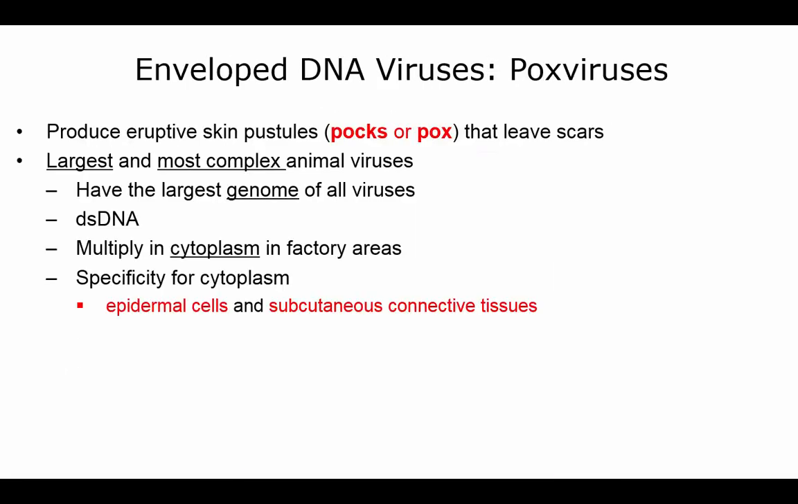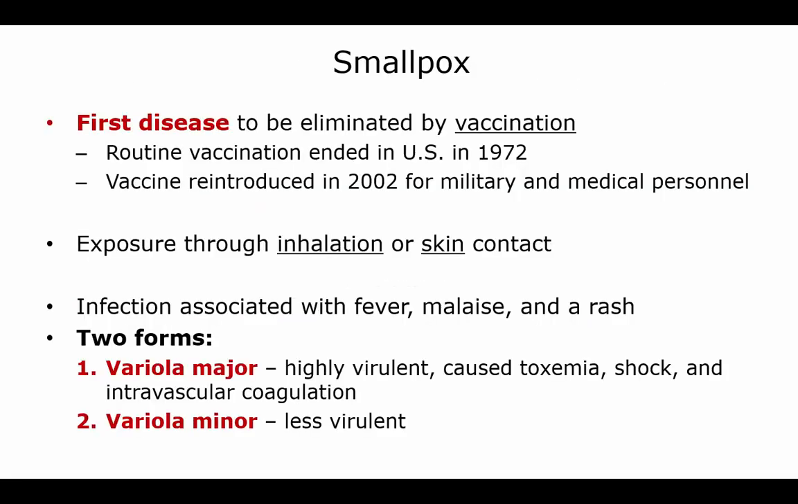The enveloped viruses are the pox viruses, and they cause these eruptive skin pustules that are called pox that leave scars. And they have the largest genome of all viruses. It's double-stranded DNA. And it's very specific for the cytoplasm of epidermal cells and subcutaneous connective tissue. The first disease to be eliminated by vaccination was smallpox, and it is transmitted by inhalation or skin contact.